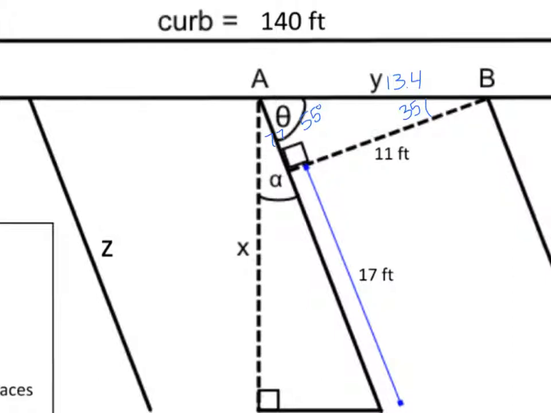Now that we have the last side of the triangle, we can add that side onto the part of z that we already know, which is 17 feet. When we add 17 and 7.7, we get 24.7. So the length of z is 24.7.